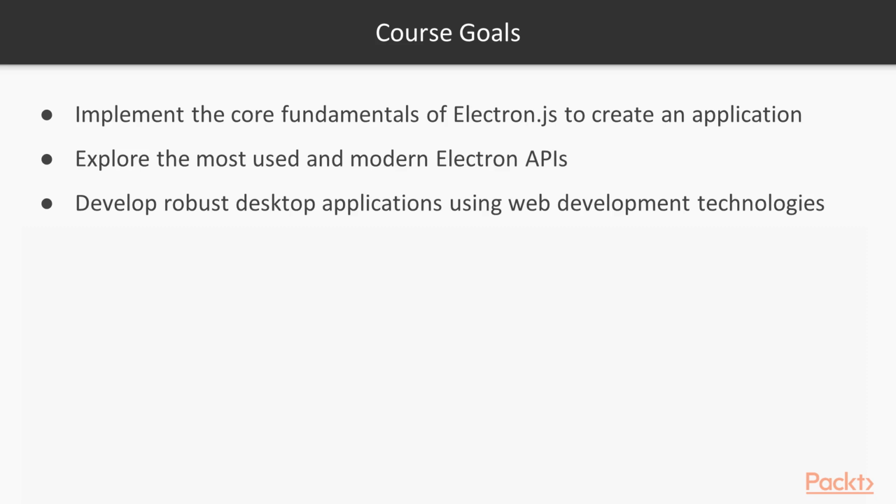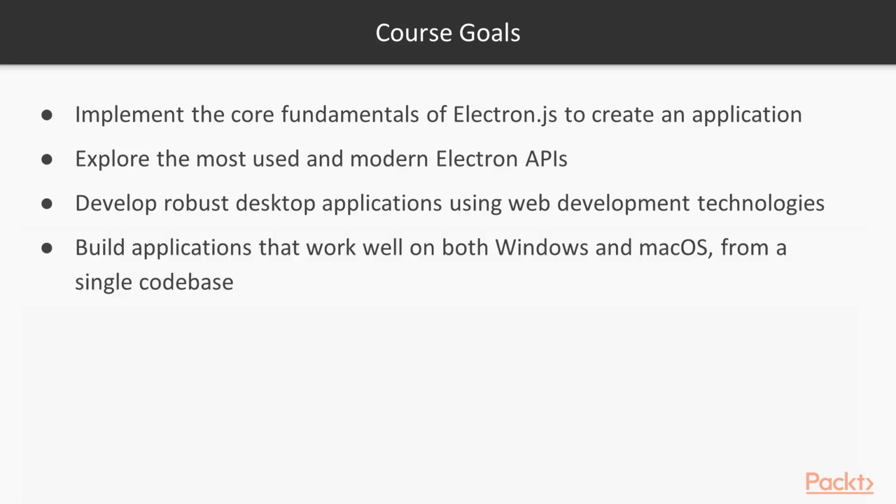The other goal is to develop a robust desktop application using web technologies. The application that we are going to build is something that is not going to break easily, and it's also going to use only web technologies that we are already familiar with, such as HTML, CSS, and JavaScript. The next goal is that we are going to build applications that work well both on Windows and macOS from a single code base. We will write the code only once, but it will be perfect for both those platforms, and this is great, and this is something super important about Electron.js.